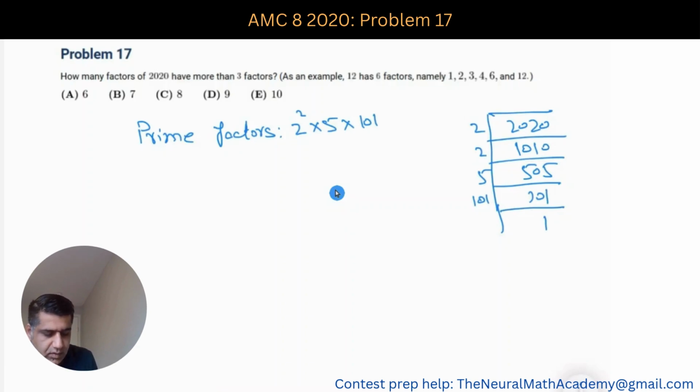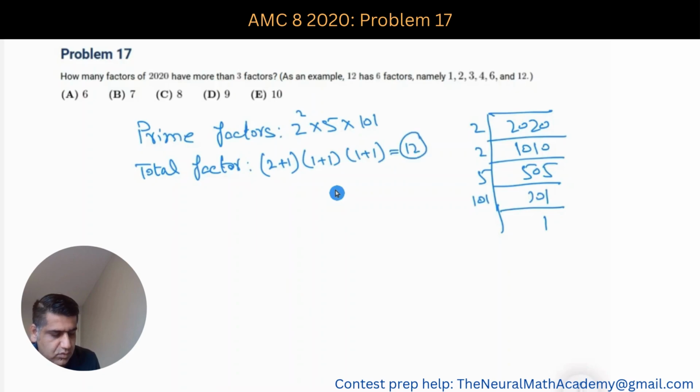Okay. So now I need to see how many total factors are possible. So total factors I can simply calculate by taking the power of each prime factor and adding 1 there, as I'm doing here. So now if I multiply these, then I will get 12. So the 12 are the total factors that are possible for this number.